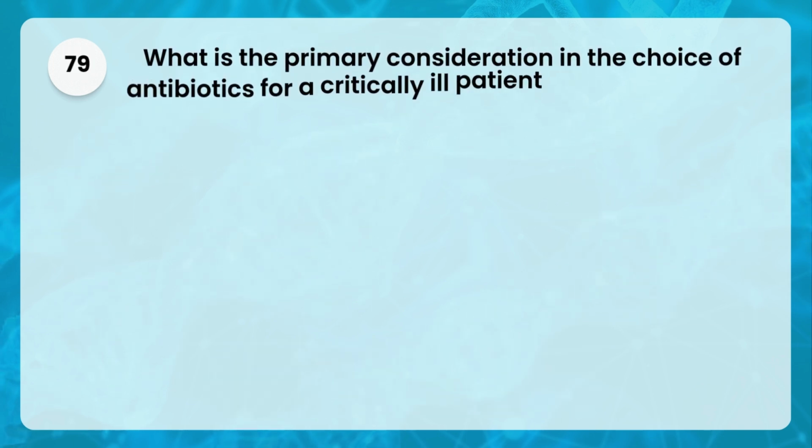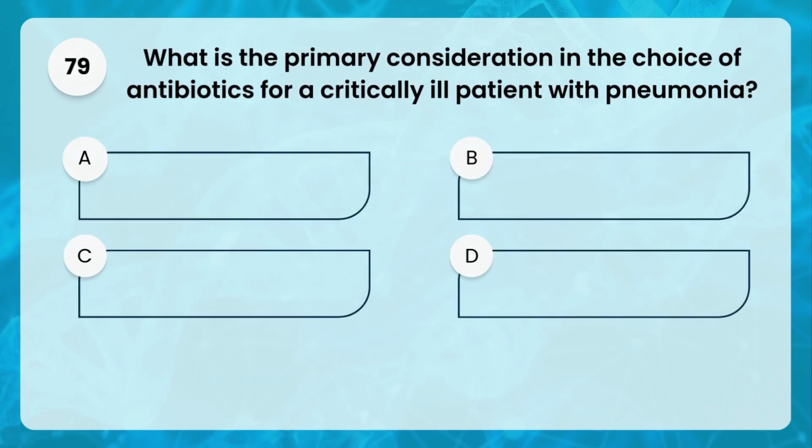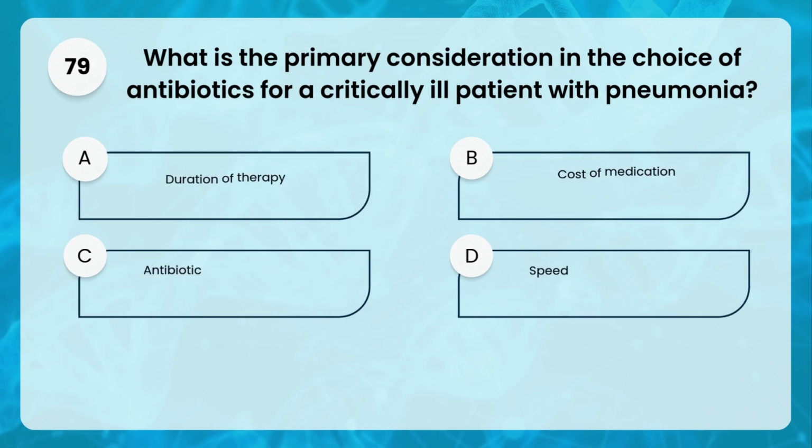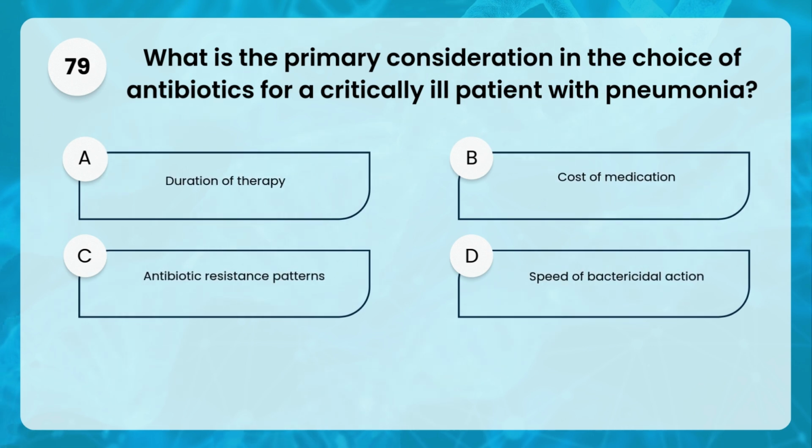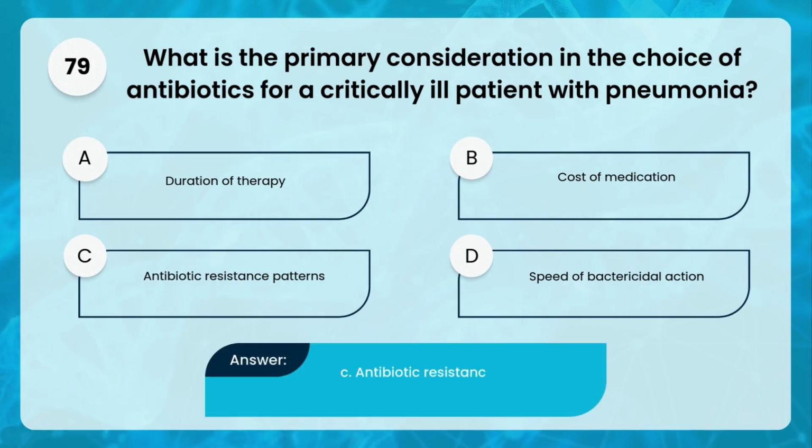79. What is the primary consideration in a choice of antibiotics for a critically ill patient with pneumonia? A. Duration of therapy. B. Cost of medication. C. Antibiotic resistance patterns. D. Speed of bactericidal action. The answer is C. Antibiotic resistance patterns.